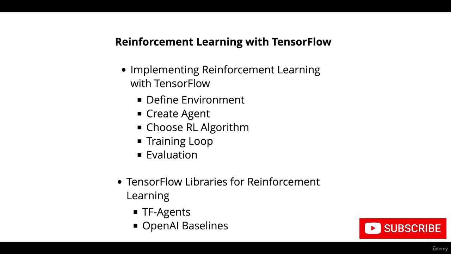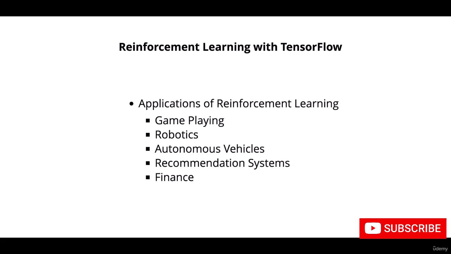Next topic we look at is TensorFlow libraries for reinforcement learning. We have TF-Agents, which is a TensorFlow library for building and training RL agents, providing implementations of various RL algorithms, utilities, and environments. Next is OpenAI Baselines, a set of high quality implementations of RL algorithms developed by OpenAI, which can be used with TensorFlow. So there are a lot of different libraries coming out, but these are the top two that people are using right now.